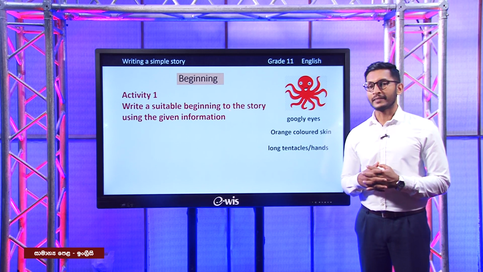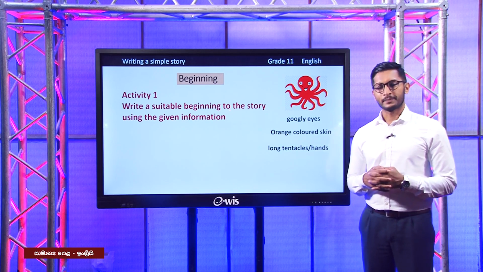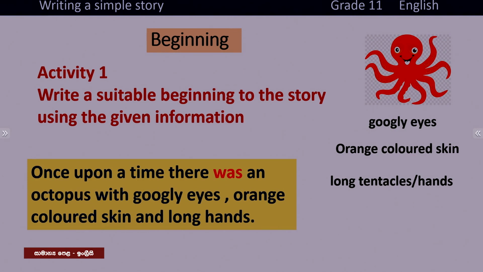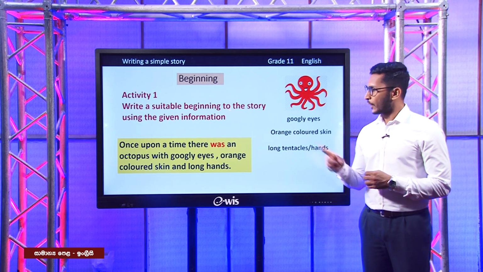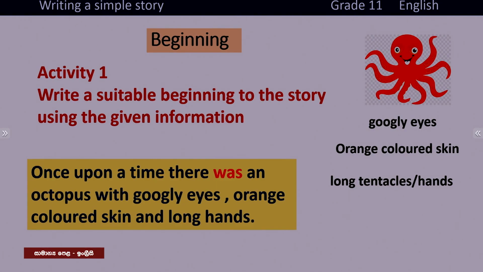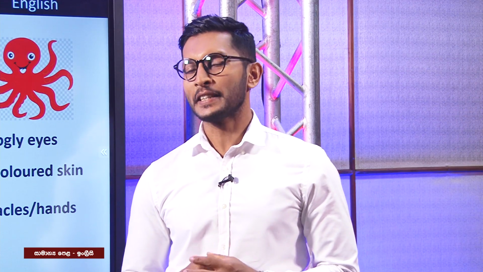I hope you have written the beginning of the story. We'll see what I have written. Shall we read it? Once upon a time, there was an octopus with googly eyes, orange colored skin, and long hands. Here I have highlighted the verb was, that is in past tense. When you write a story, most of the time we use past tenses: simple past, past continuous, or past perfect. Now we have written 1 sentence in the beginning of the story.